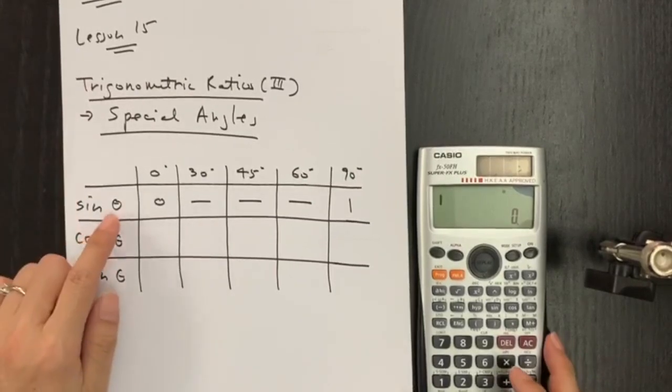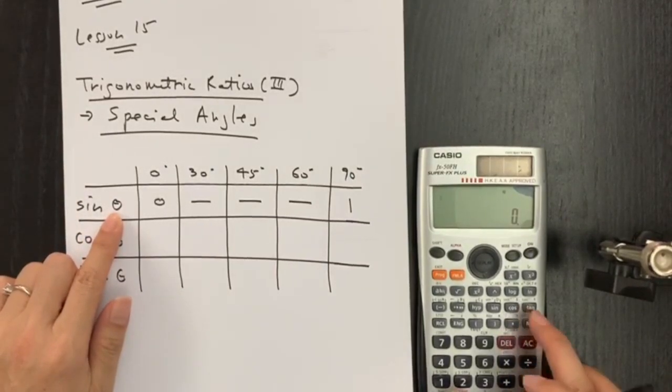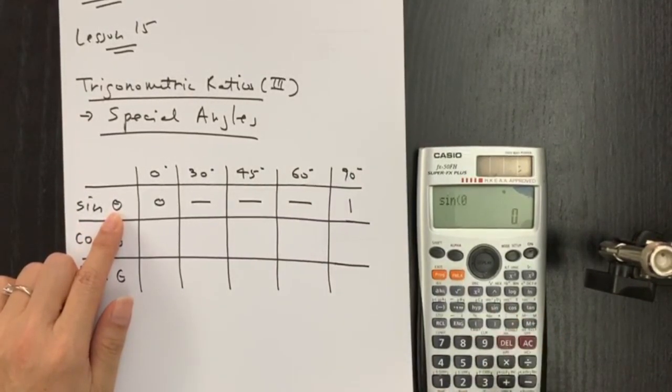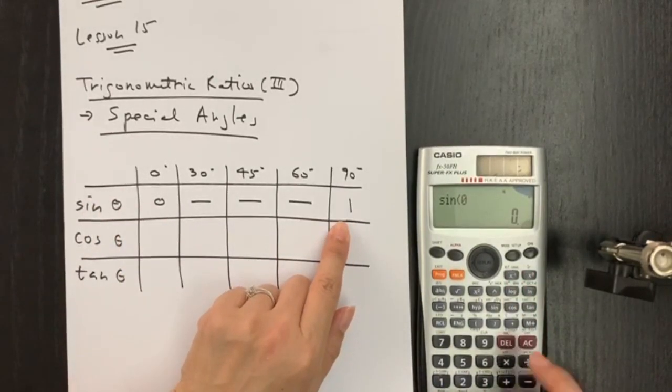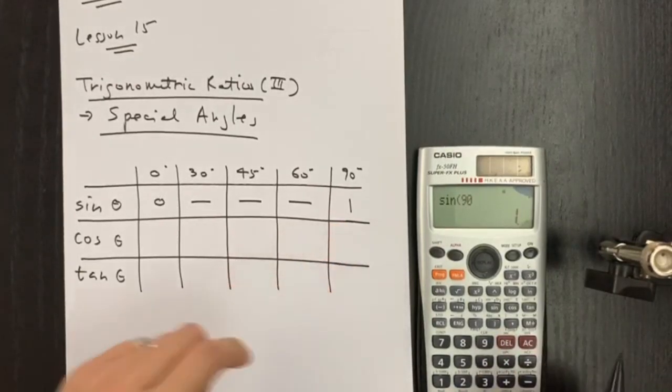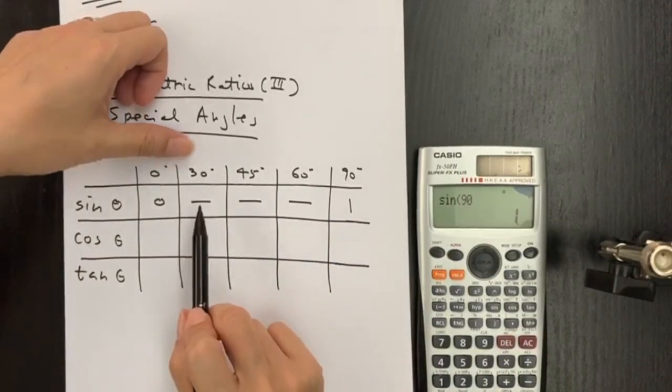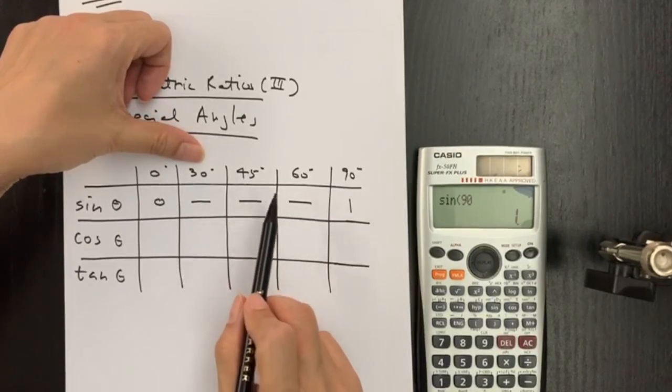Okay, so we can use calculator to check the value. Let's say, what is the value of sine 0? So you can see the answer is also 0. And what is the value of sine 90? So which is same as 1, is that right? Okay, and then what about 30 degree, 45, and 60?